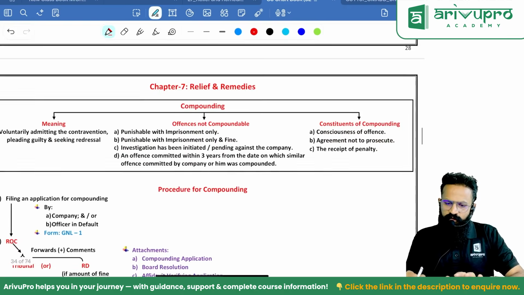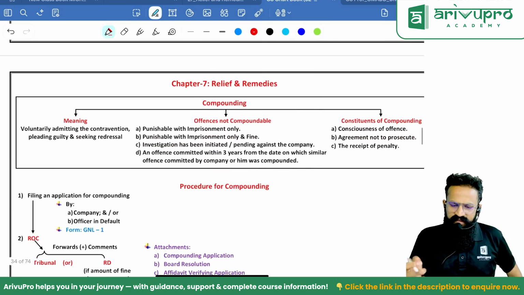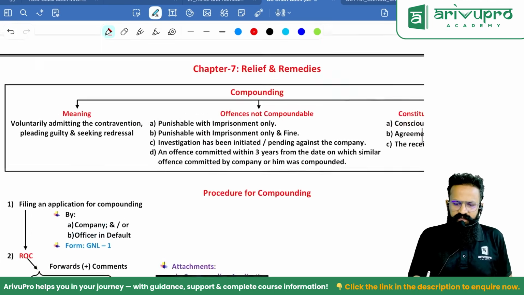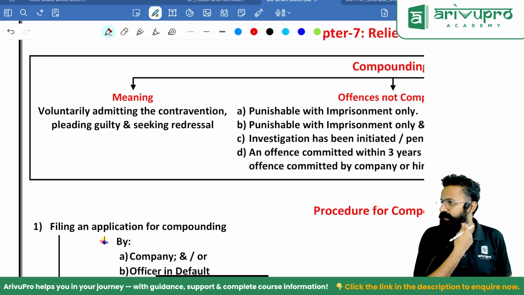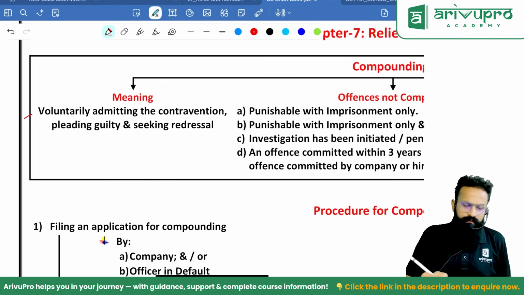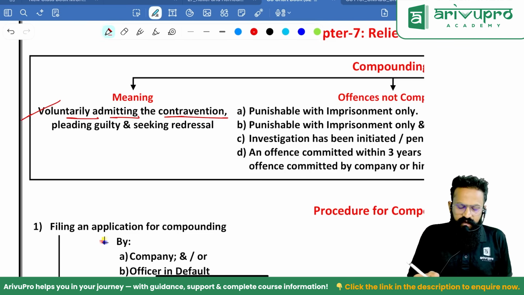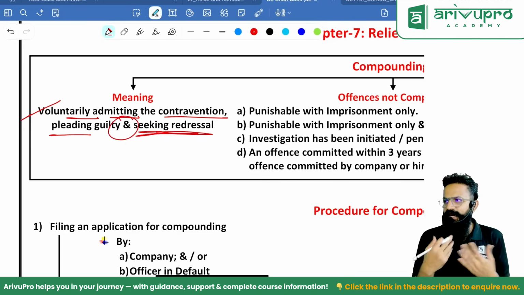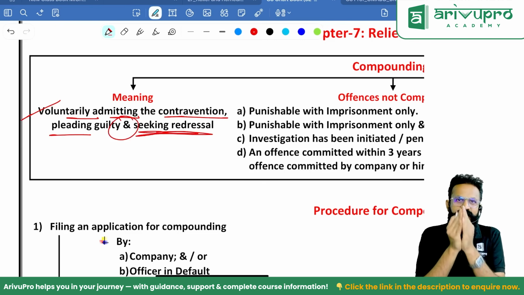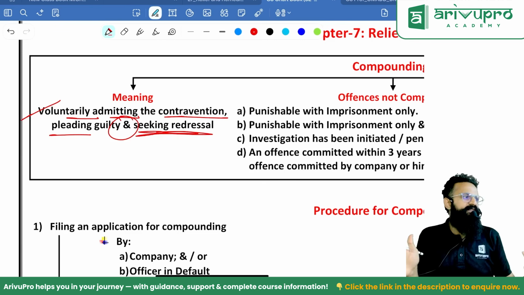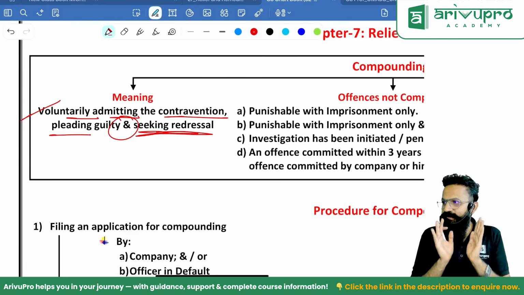Okay. So what do they say? Simple things they have written, nothing that we need to write or know about, whatever we have known till now. Compounding means voluntarily admitting the contravention and pleading guilty and seeking redressal. I am only going and admitting everything, sir. And I'm pleading guilty. Guilty means I'm accepting everything. Please give me some resolution.